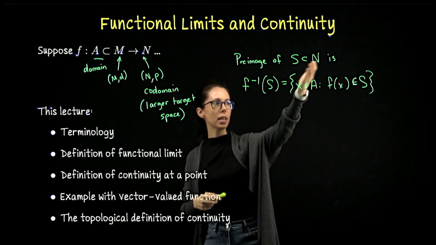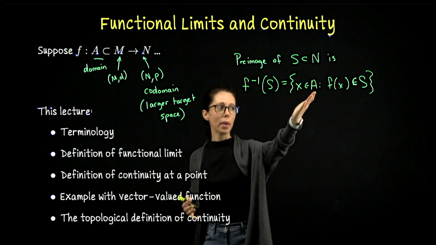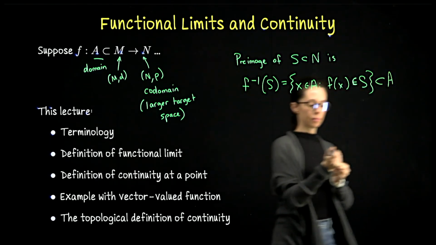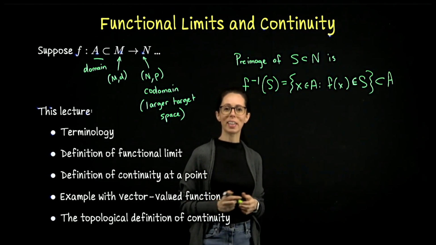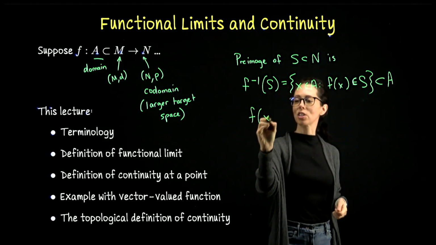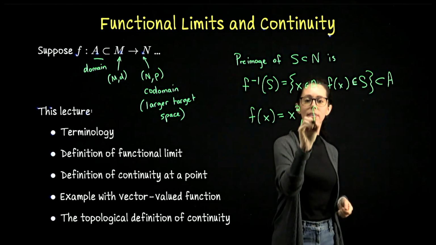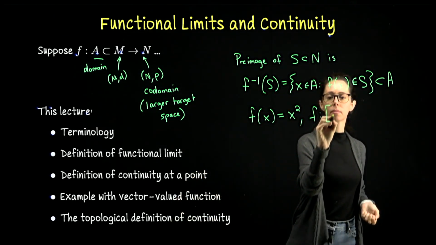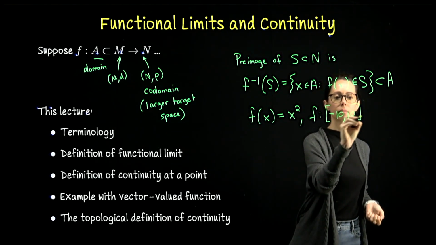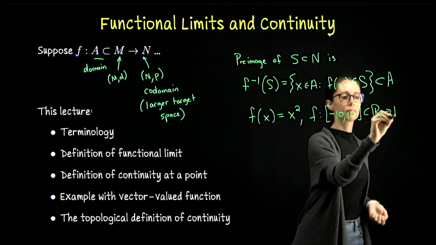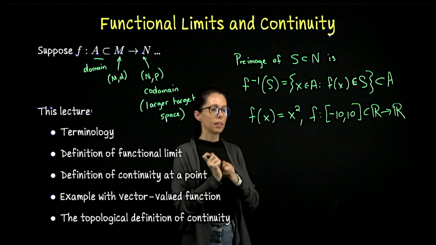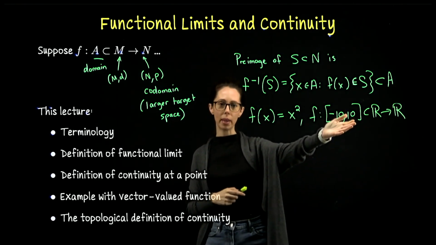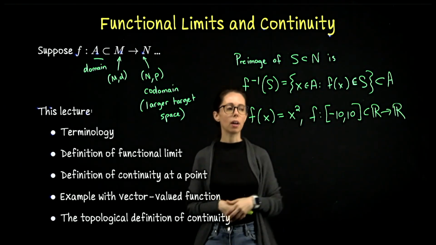So the preimage of a subset of the codomain is like go back to the domain and find all of the points that land there. So this is a subset of A. And it could be empty. Again, let's take our squaring function, f of x equals x squared. And this time, I'll make the domain from -10 to 10. So here, my function is a map from the domain -10 to 10 to the codomain R.